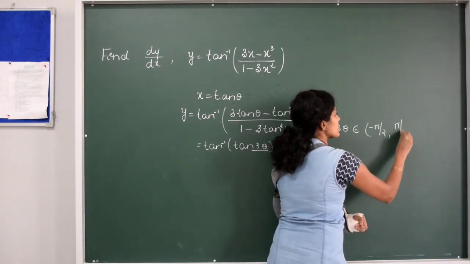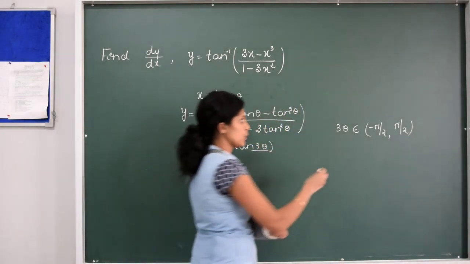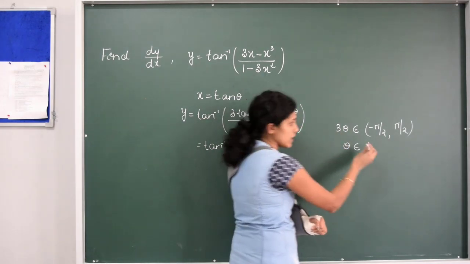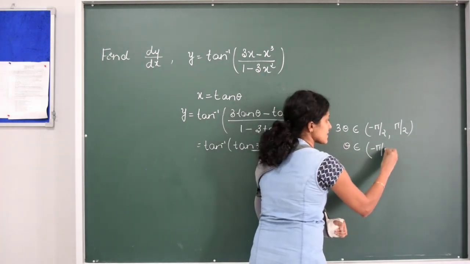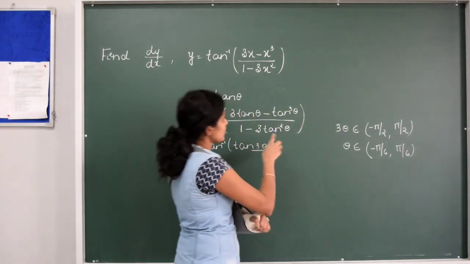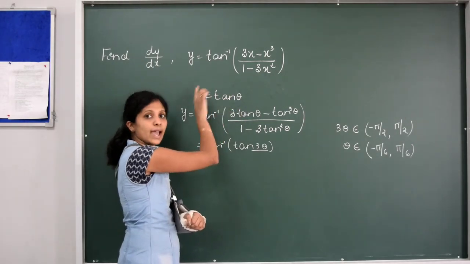Is it clear? Restricted domain of the tan function: 3 theta belongs to minus pi by 2 to pi by 2. That means theta belongs to, if I divide by 3, minus pi by 6 to pi by 6. Is it clear? Now what is the value of theta? x is equal to tan theta, so theta will be equal to tan inverse x.